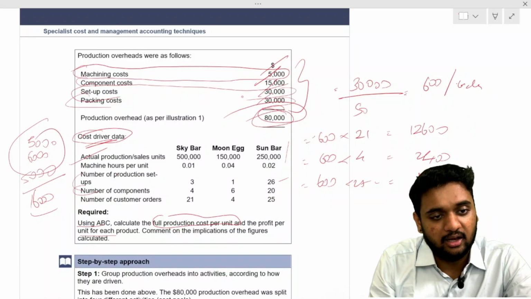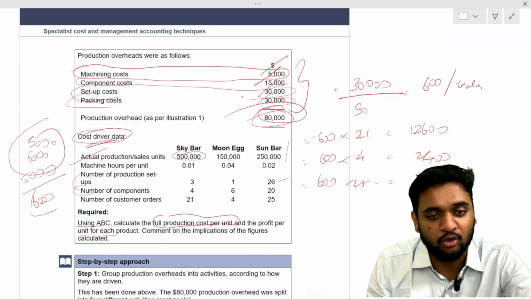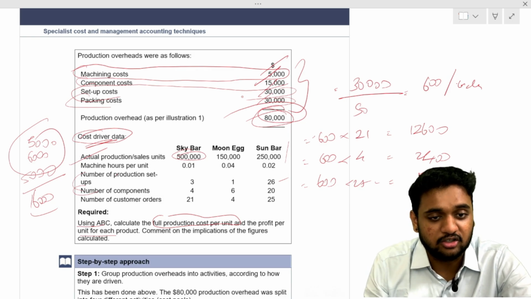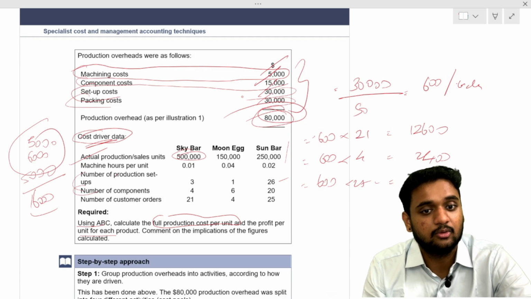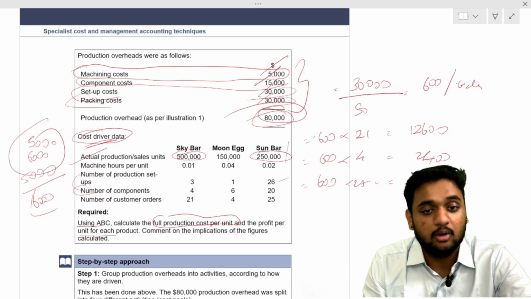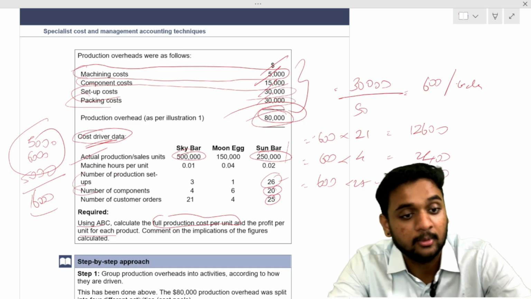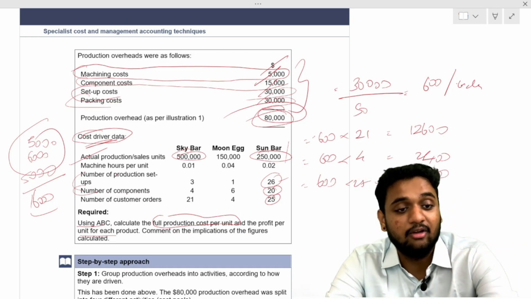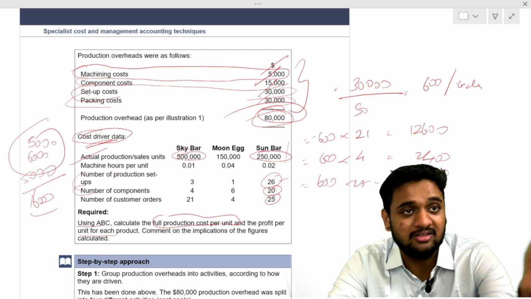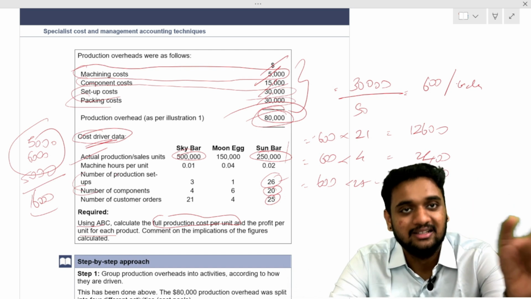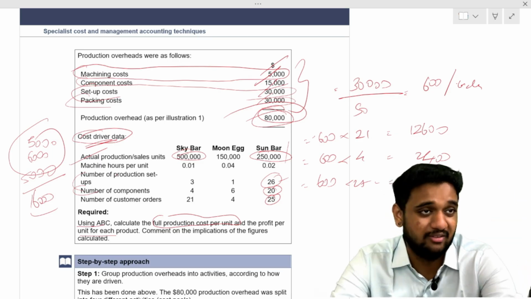Think logically and tell if you are allocated based on the number of units. No, Sky Bar has more number of units, but its cost driver, you see, everything is very less. Sun Bar has only 2,50,000 units, but the cost driver for every unit is more, 26, 20, 25, everything comparatively is more. So technically we would have allocated more cost to Sky Bar and less cost to Sun Bar, but we should allocate more cost to Sun Bar, less cost to Sky Bar. That is why when we use respect to cost pool and cost driver, we get a more accurate cost.